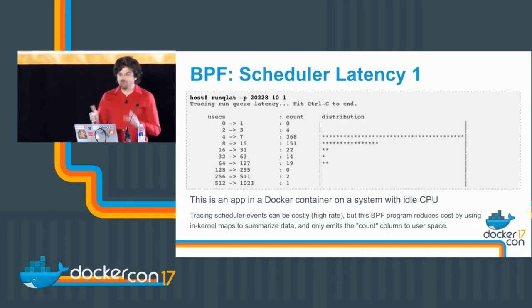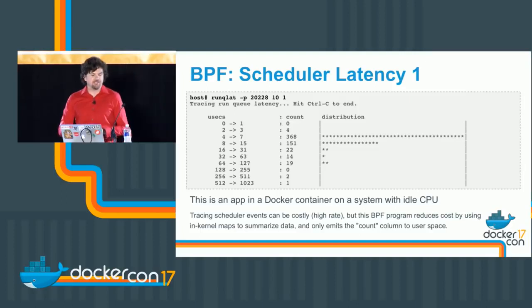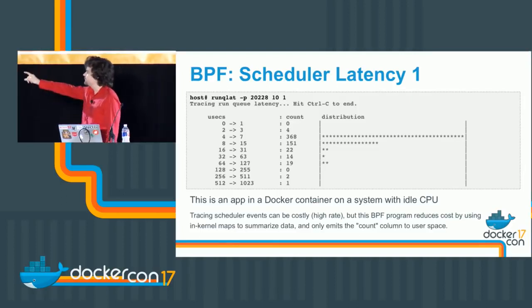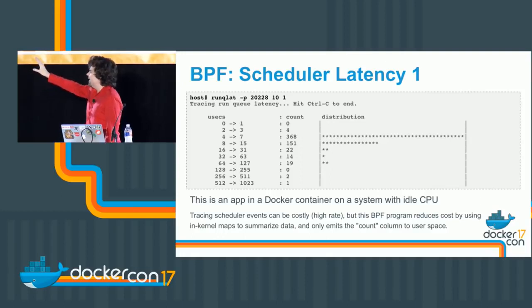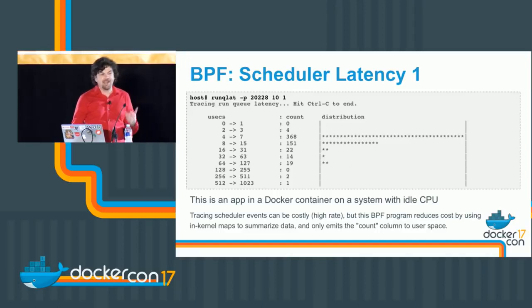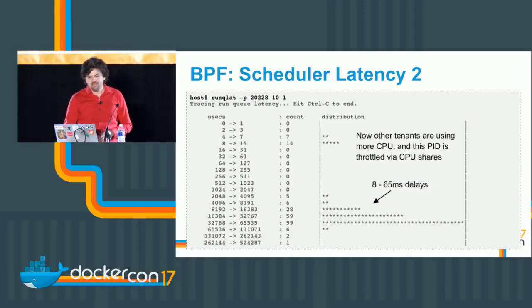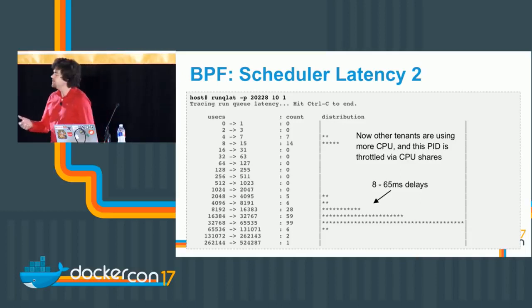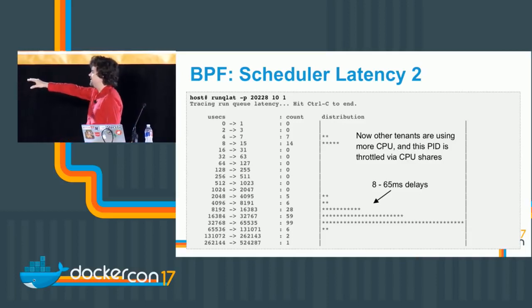In this example, I'm looking at run queue latency of a process, and I'm doing it for 10 seconds. It's showing me that most of the time the run queue latency is very low. This is an app in a Docker container. If I add other tenants so that it becomes CPU share throttled, I can now see that run queue latency, I've got these 8 to 65 millisecond delays.